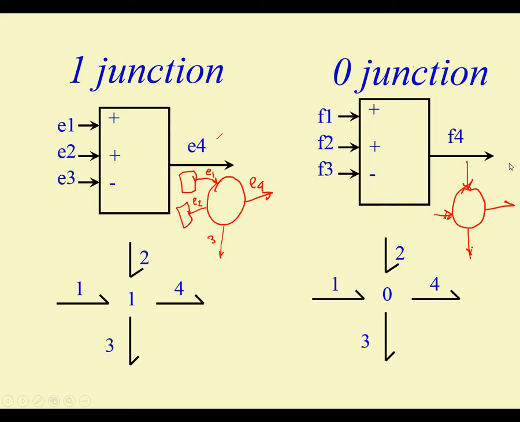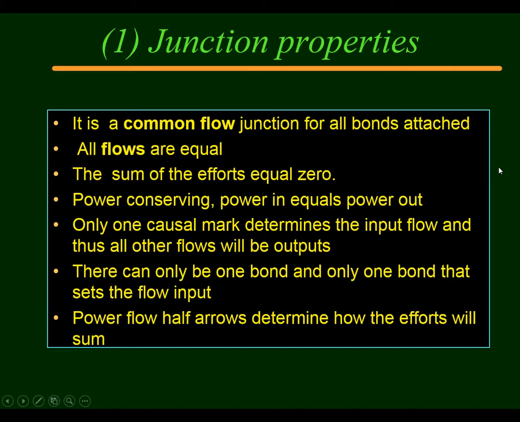Okay. So with this we conclude all the properties of the one junction. It's a common flow junction. All bonds are attached, all flows are equal. The sum of the efforts equals 0. It's power conserving. Power in equals power out. Only one causal mark determines the flow. And there can be only one bond that sets the flow for all the others. Power flow half arrows determine how the efforts will sum. Okay, so this concludes the summary of all the constitutive laws of all the nine elements.